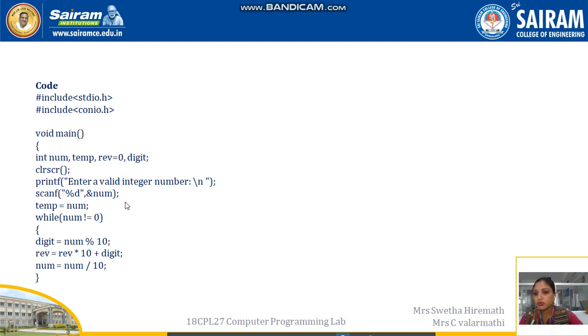Then we store the number which we have read in num into temp. Now temp is equal to the number which we have read and stored in num, so both are equal now. While num is not equal to 0, we have to check first. If it is not equal to 0, then we enter the while loop. If this condition is false, then the statements under this while loop will not be executed. So we first check that the number is not equal to 0, and only then can we go on to find the reverse of that number.